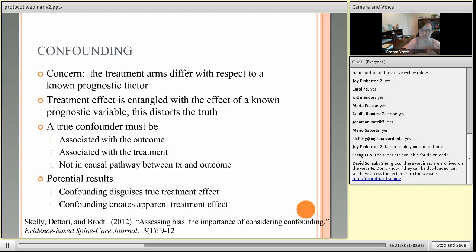And again, the potential impact of confounding is one of two things. Either the confounding could disguise the true treatment effect, meaning you don't see something that should be there, or it could create an apparent treatment effect. And either of those cases, of course, is a problem, and we're going to want to try to address those either statistically by addressing potential confounders in our randomization scheme, or putting potential confounders in our analysis model, or logistically, which Karen will talk about in a little bit. And again, I've given you a reference for a nice paper on the importance of confounding in clinical research.